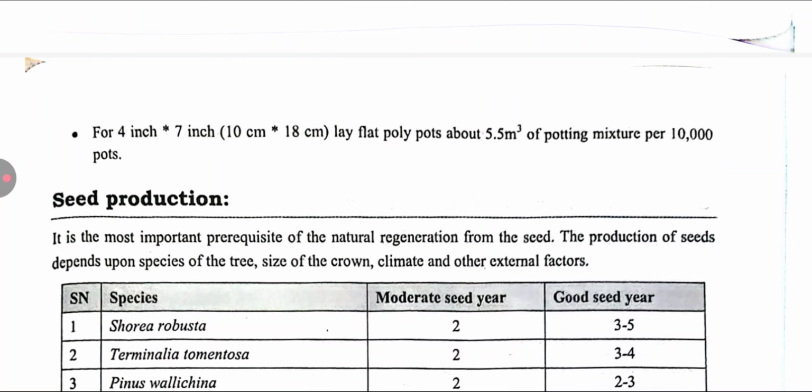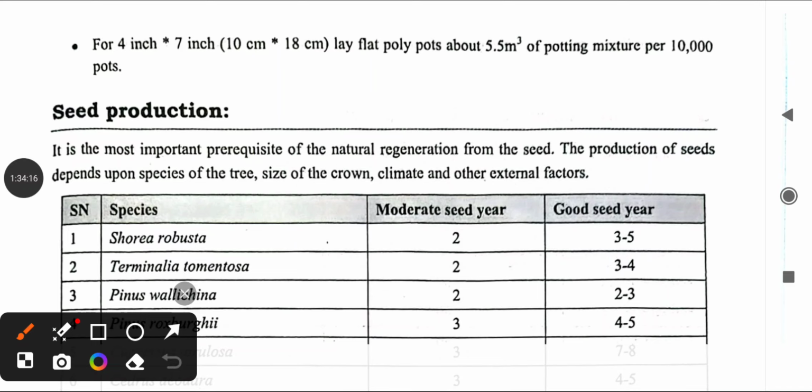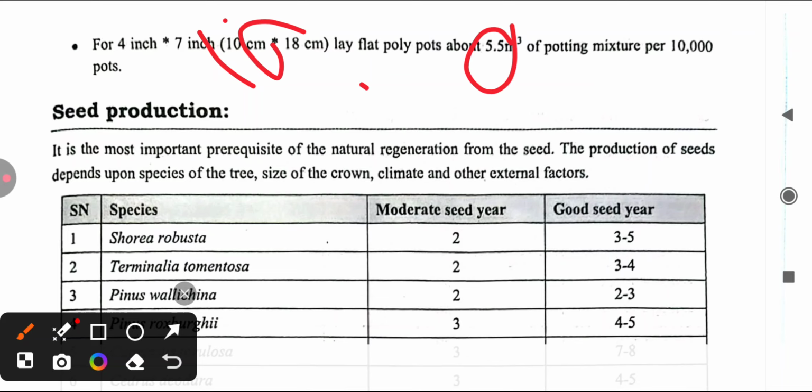Okay, for 0.27 inch, 7 inch by 10 to 18 lay flat poly pot, about 5.5 meter cube of potting mixture per 10,000 pots.